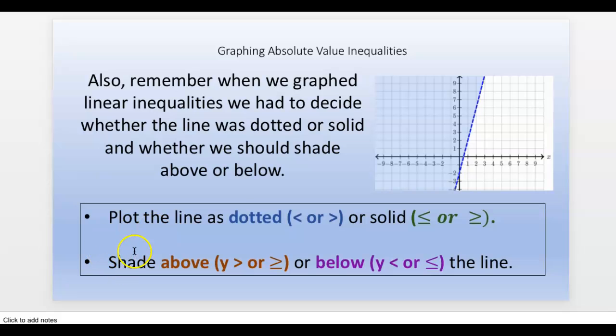And then remember, we shaded above or below the line. After we solved the inequality for y, with y on one side and everything else on the other side, if it pointed away from the y, we shaded above. It says y greater than, we shaded above. If it pointed toward the y, which means y less than, then we shaded below the line.